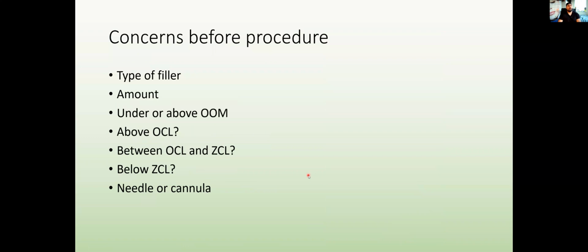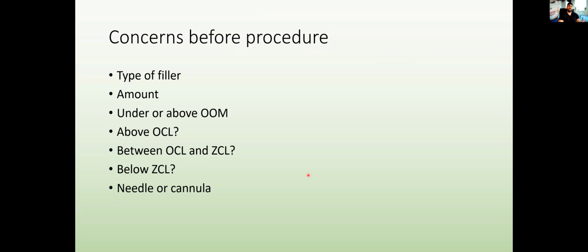So what are the concerns before the procedure? These are quite specific to periorbital rejuvenation. What type of filler are we going to use? Are we going to use something with a lot of G prime, with a lot of lifting capacity? Are we going to be using something soft? How much of the filler are we going to use? Do we inject beneath the muscle, the orbicularis oculi muscles? Do we go deep into the SUF? Or do we inject into the superficial fat compartment, which is the infraorbital fat?